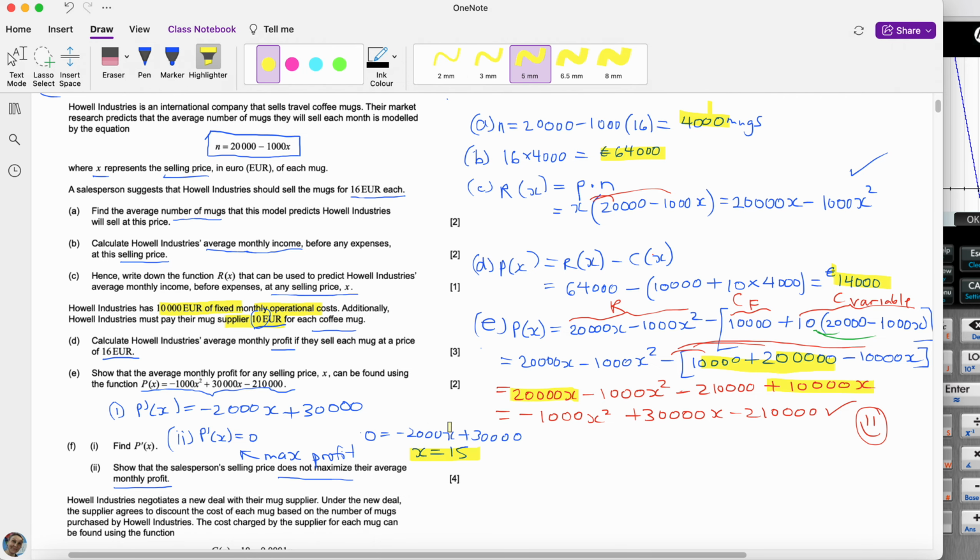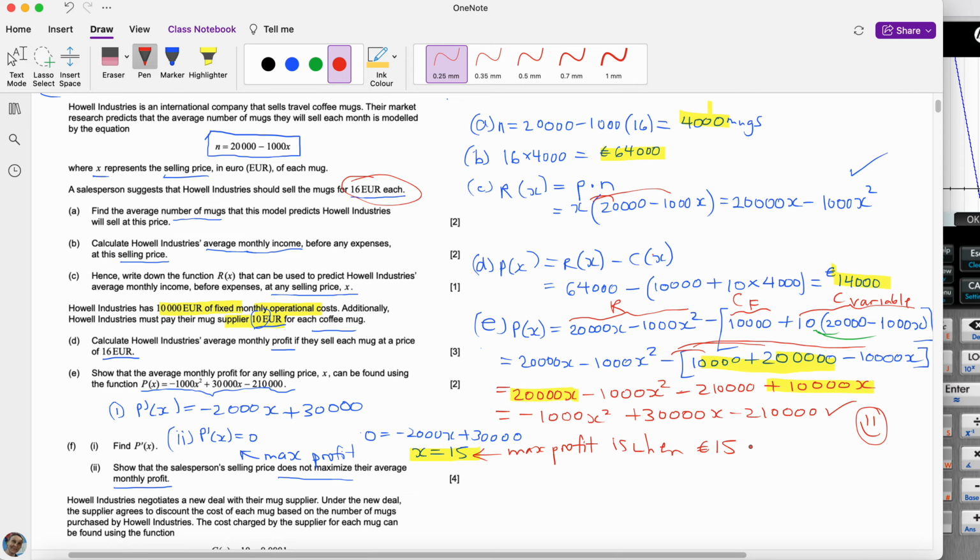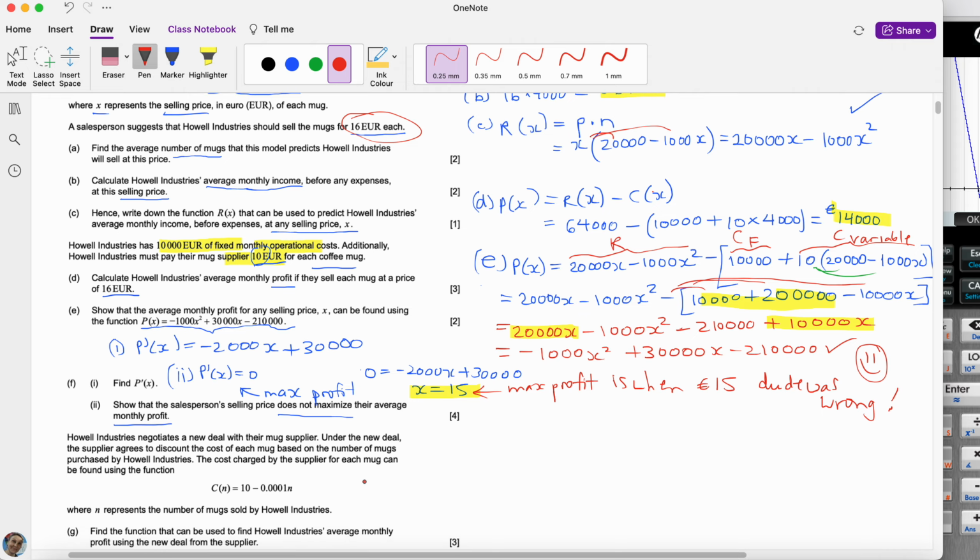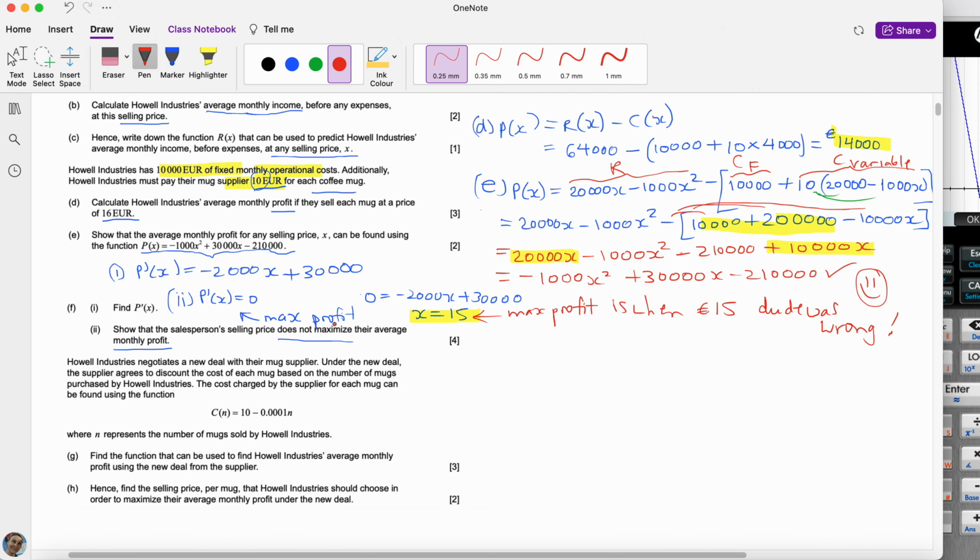So you should charge 15 in order to maximize profit, okay? Remember what the dude said? A salesperson suggests that you should charge 16. So no, you should not, okay? Because actually the max profit is when a mug costs 15 euro, okay? So dude was wrong. Mwahaha. Okay, we did that. Moving on, getting there.